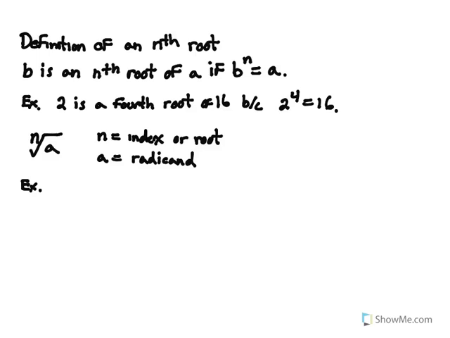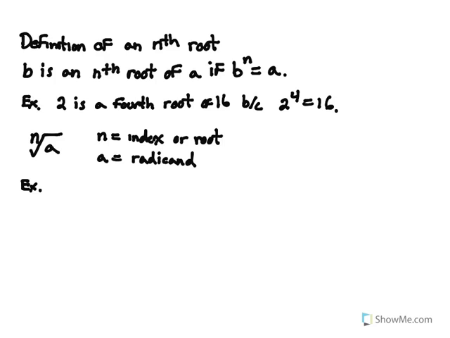The definition of an nth root is basically what number times itself that many times gives me a particular number. So if b is an nth root of a, then you'll have b to the n equals a.